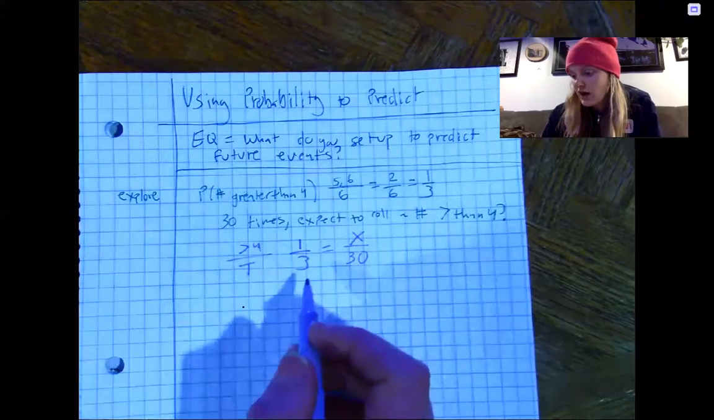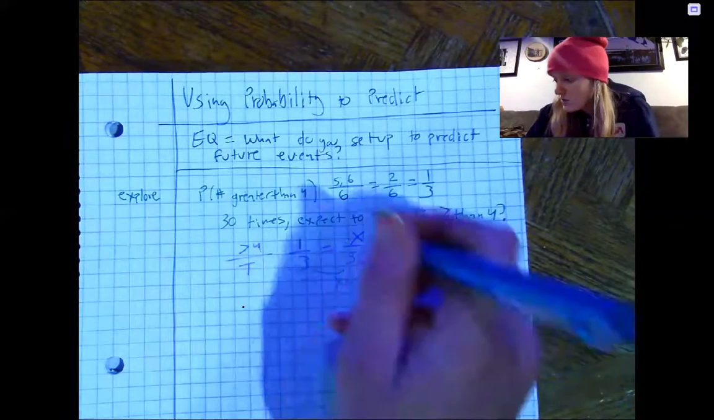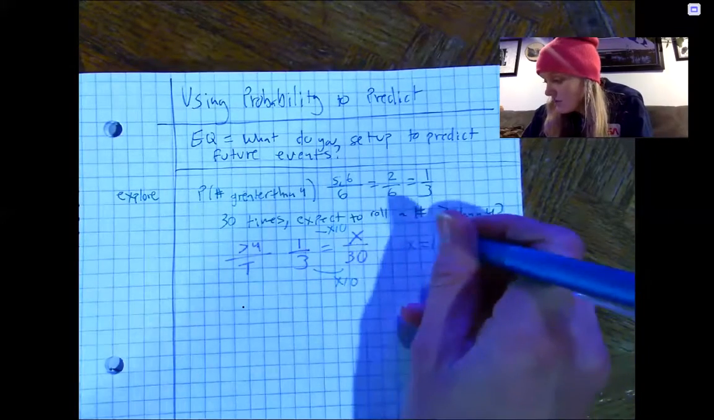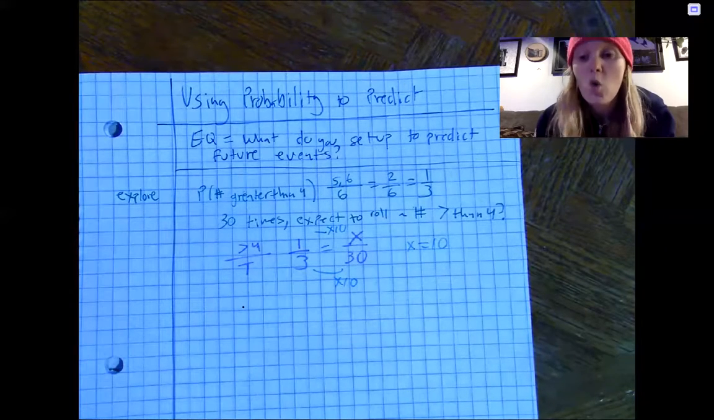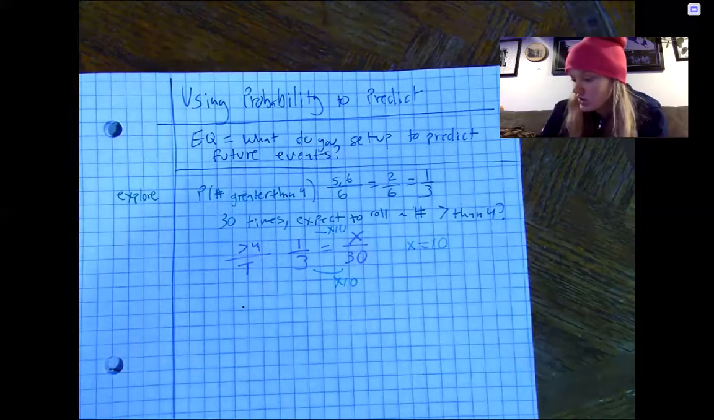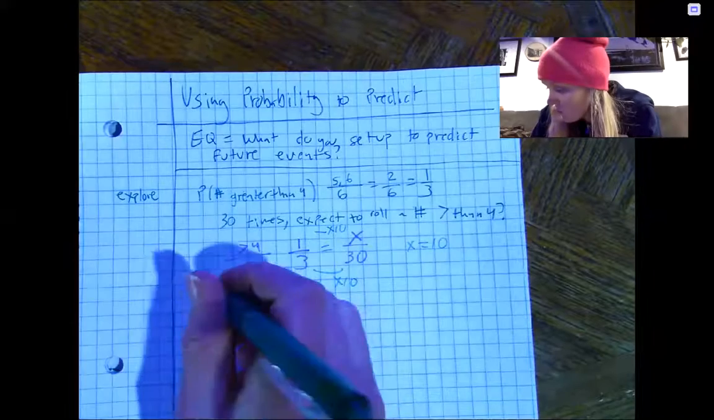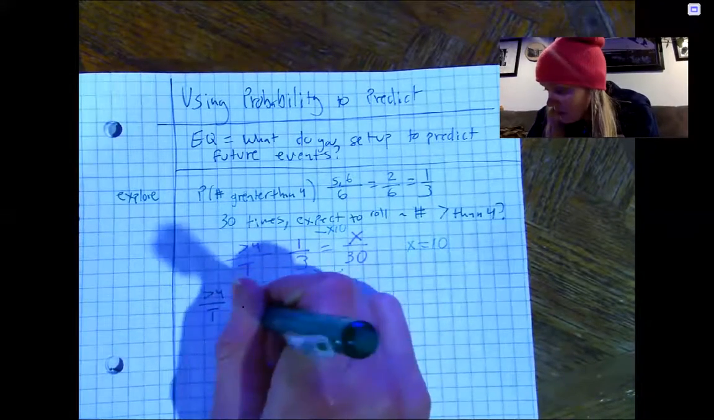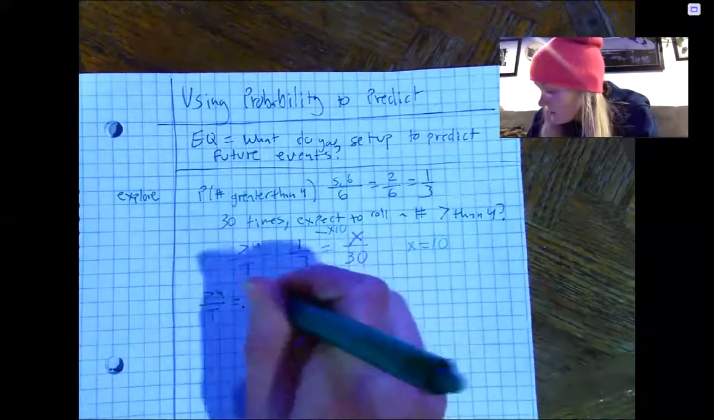You could say, okay, to get from this 3 to this 30, I have to times by 10. So multiply that by 10 to make these things equal. So X is 10, the number of times you would expect to roll a number greater than 4, because that 10 is 1/3 of 30. Or you could do the cross product way. Numbers greater than 4 out of the total, that's 1/3 of the time it happens. So how many out of 30? We could do a cross product.